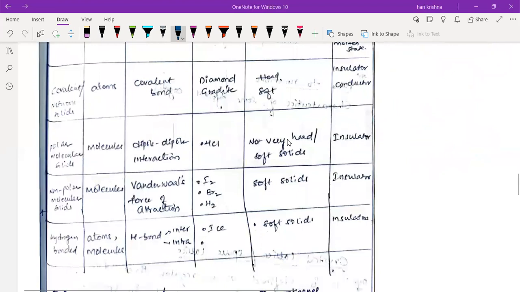The next one is covalent molecules or network solids. In this, the constituent particles are atoms, and the force of attraction between the atoms is the covalent bond. Generally, network solids are diamond and graphite. So you already know diamond. Can any one of you tell me what are the properties of diamond and graphite? Any one of you can tell me?